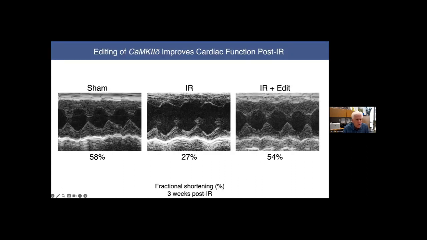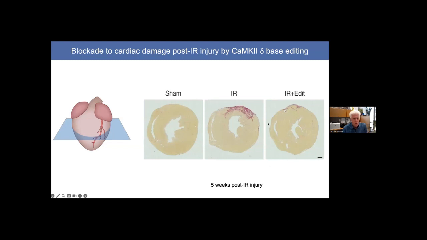Here you can see the consequences of this approach on cardiac function measured by echocardiography. In sham, the ejection fraction hovers around 58%. There's a dramatic diminution in cardiac function following IR injury, and in the edited mice, it's restored to normal. And I think this really shows it visually. This is a transverse section through the heart. Here you can see the normal heart with the LV. Here's the ischemic zone stained with picrosirius red for fibrosis, and here's the edited mice that you can see are corrected.